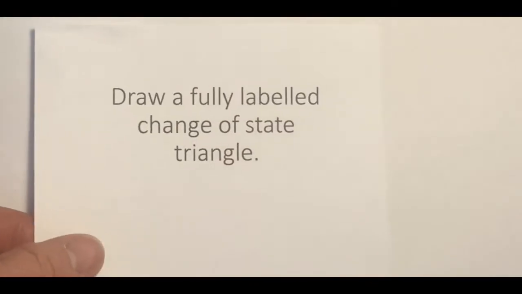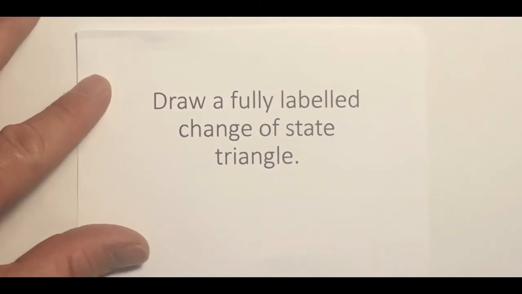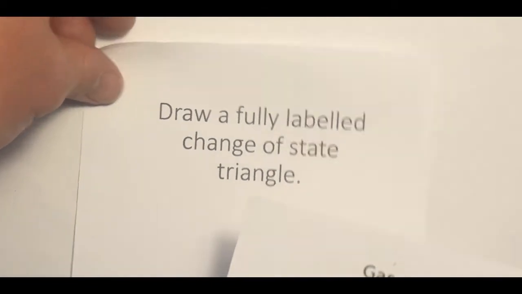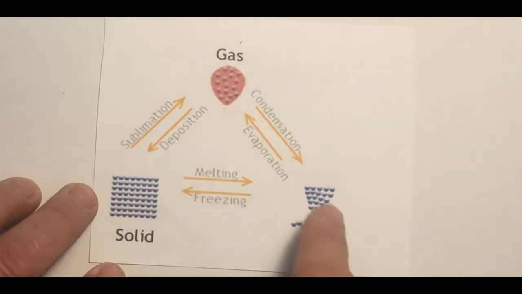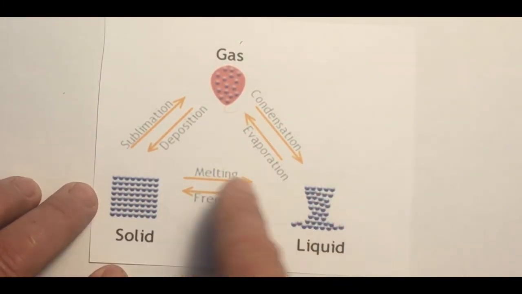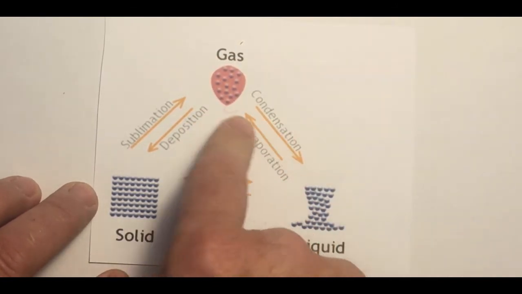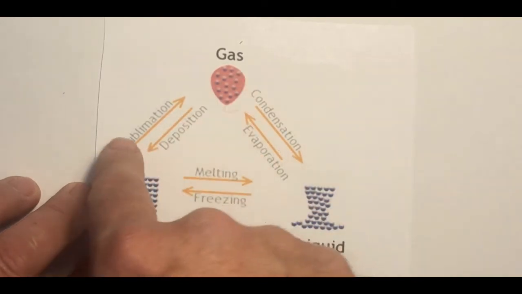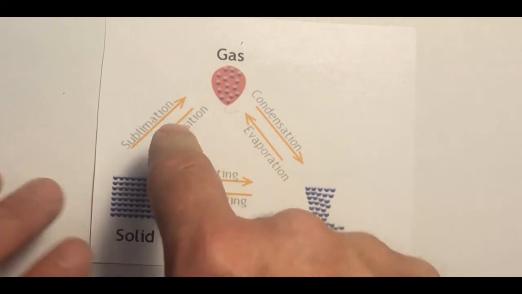Now, the question was: draw a fully labelled change of state triangle. What you need to be able to do is do that independently, without your flashcard in front of you. Solid, liquid, gas. Solid to a liquid, melt. Liquid to a solid, freeze. Gas to a liquid, condensation. Liquid to a gas, evaporation. Solid to a gas, sublimation. Gas to a solid, deposition.